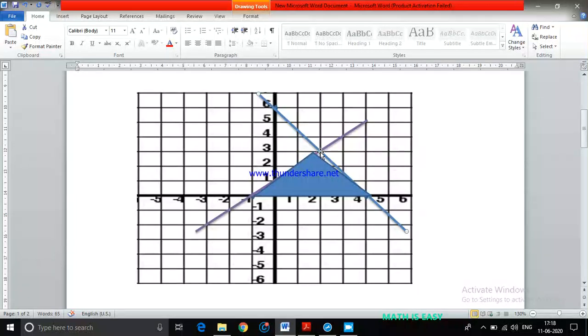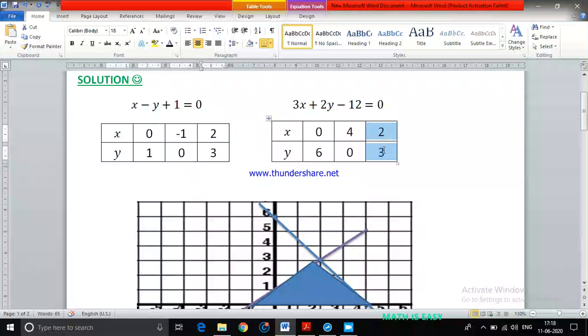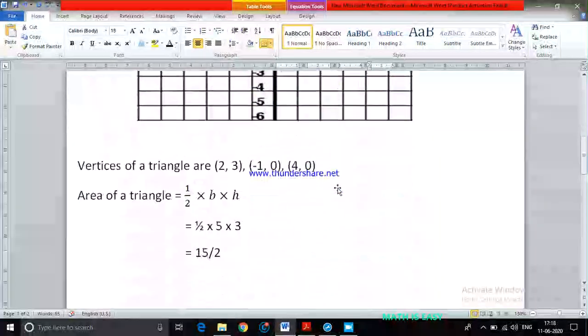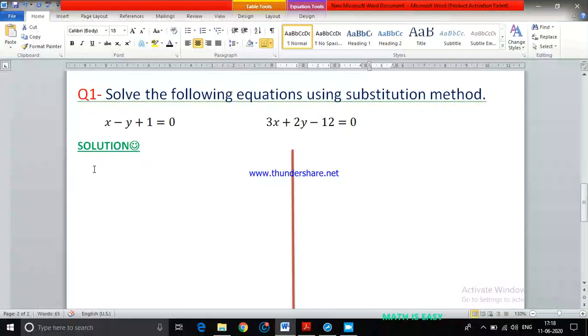x is 2, y is 3, which satisfy both the equations. 2, 3, and here also it is 2, 3, which are satisfying both the equations. So the common solution for these equations is (2, 3). But I'll try to find this by the substitution method.